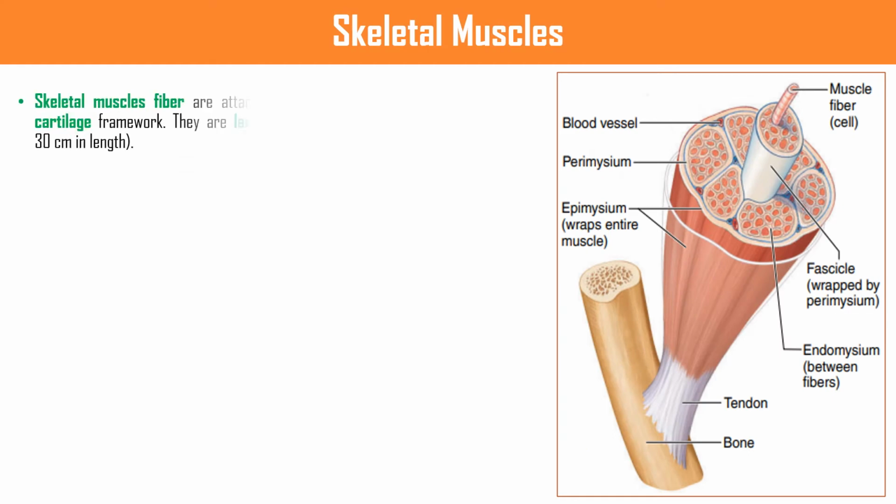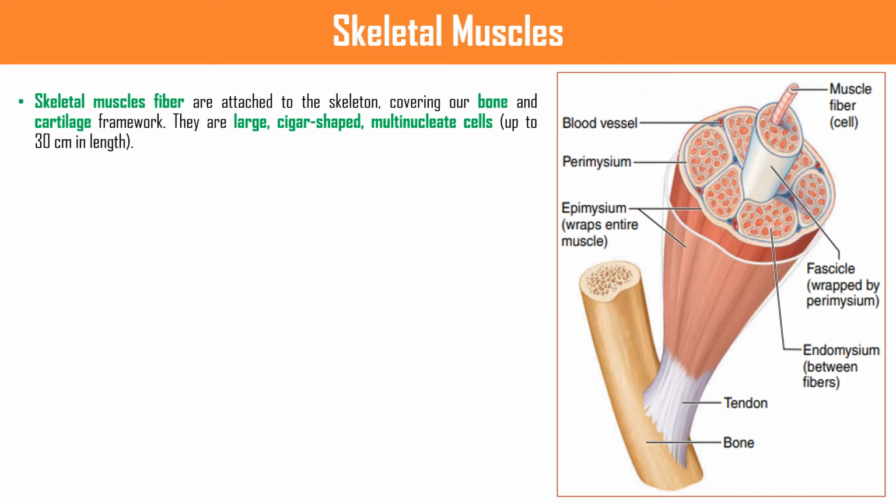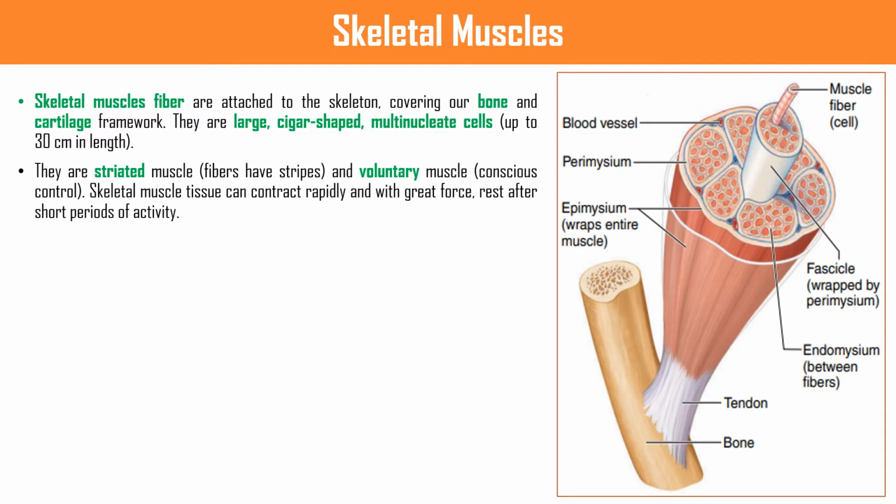Skeletal muscle. Skeletal muscle fibers are attached to the skeleton, covering our bone and cartilage framework. They are large, cigar-shaped, multinucleated cells up to 30 centimeters in length. They are striated muscles, meaning fibers have stripes, and voluntary muscles, which means we have conscious control. Skeletal muscle tissue can contract rapidly and with great force, then rests after a short period of time.